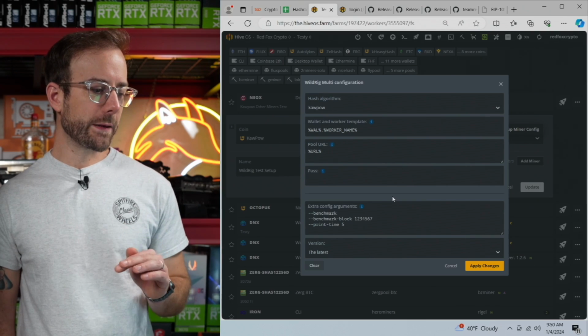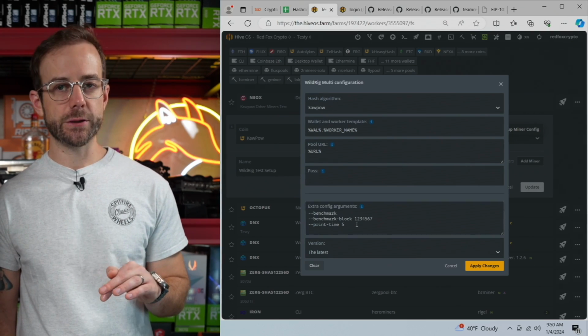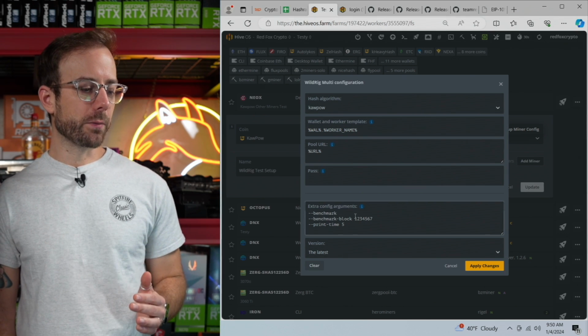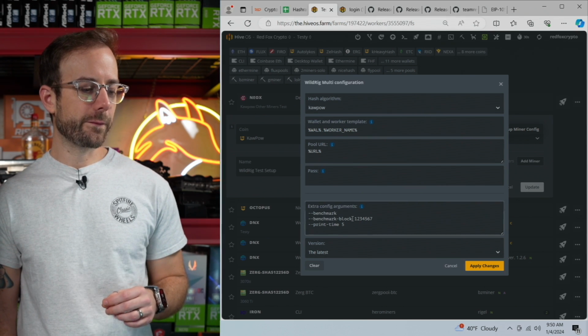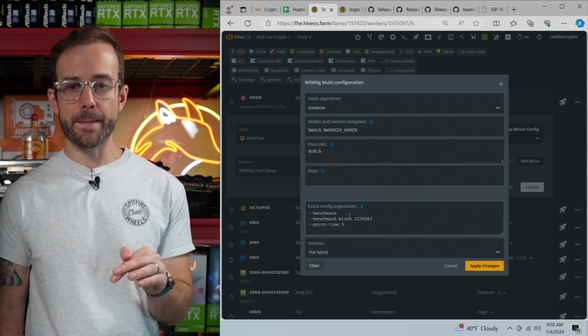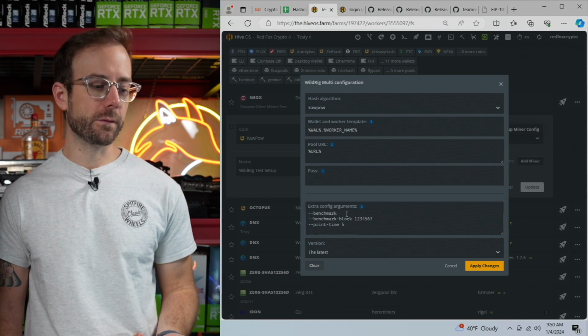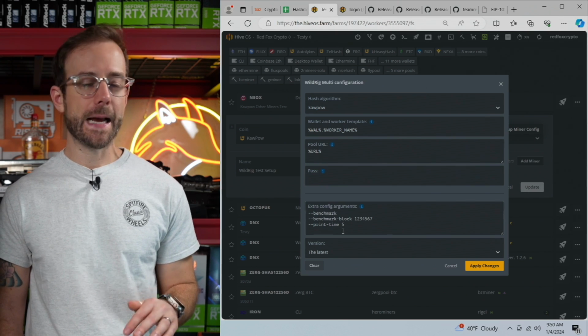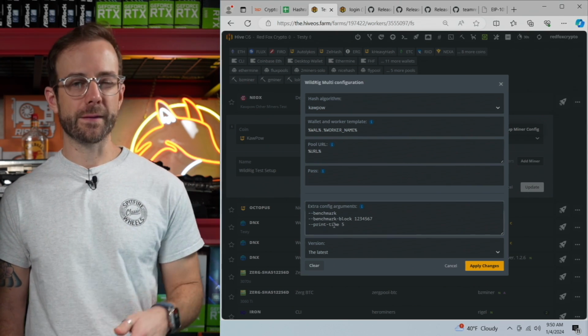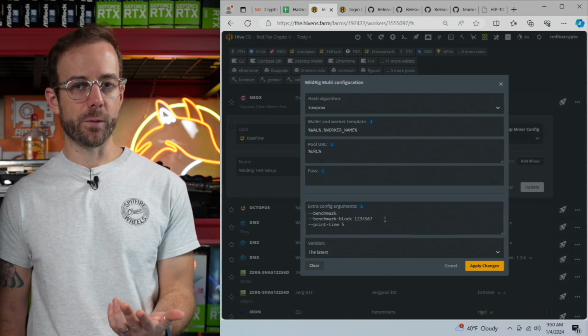In my flight sheet for WildRig Multi, you can see the extra configuration arguments that I have here. I have dash dash benchmark, and I have the benchmark block set to 1234567, which is the average block height that Team Red Miner recommends benchmarking GPUs to. I also have it set to print time 5, which means the miner will refresh every 5 seconds to give me new results. Let's apply those changes and check out how it works.